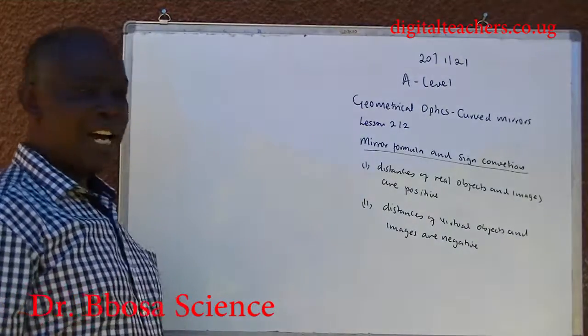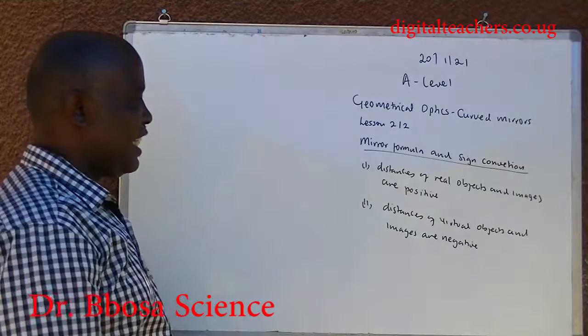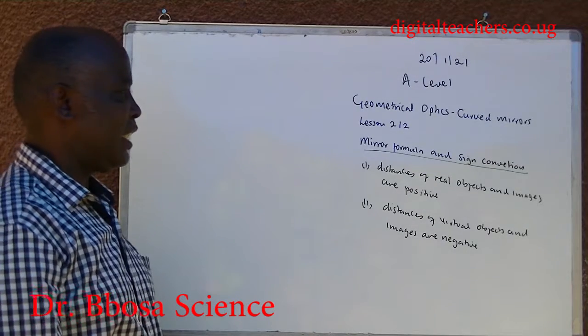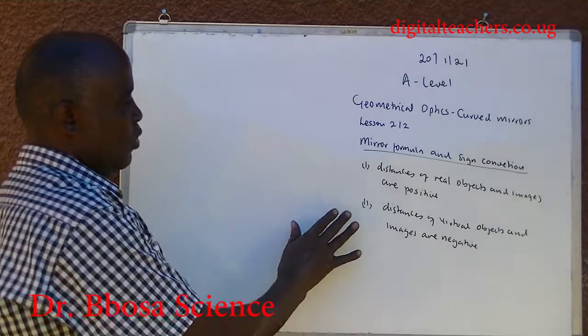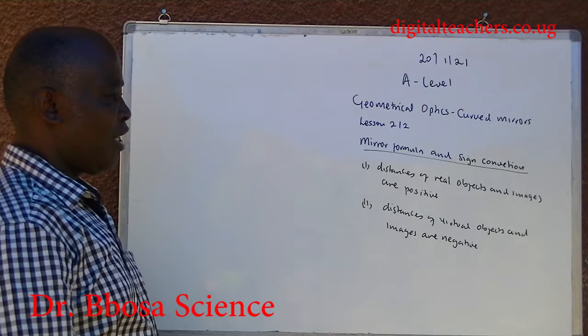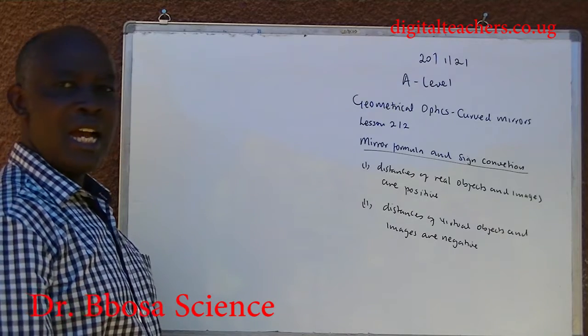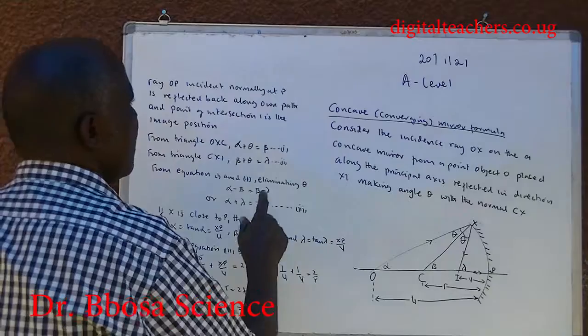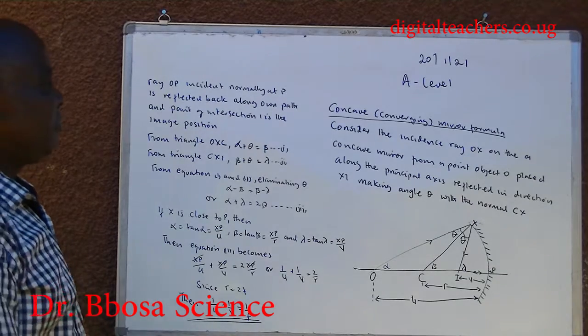Mirror formula and sign convention. 1. Distances of real objects and images are positive. 2. Distances of virtual objects and images are negative. Concave or converging mirror formula.